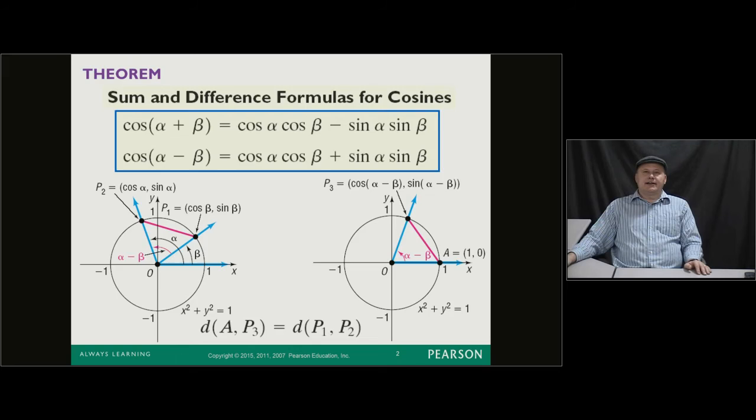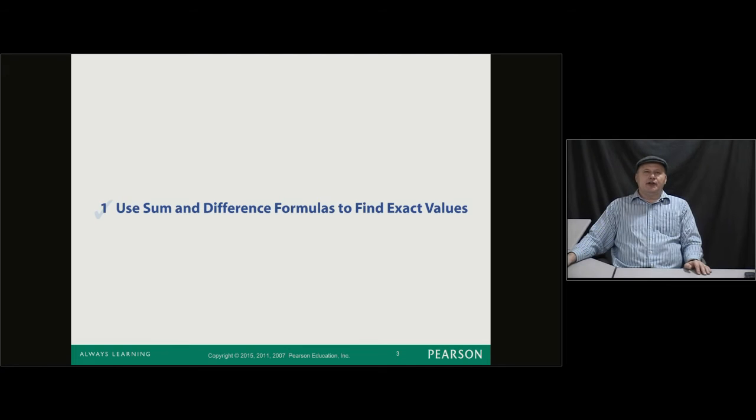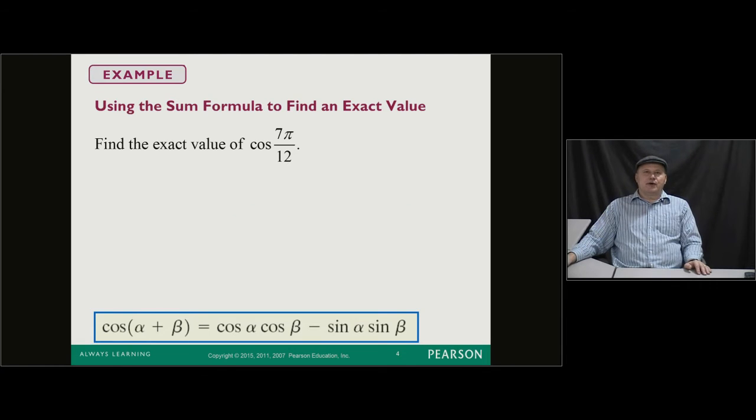Alrighty. So let's continue. And we're going to use the sum and difference formulas to find exact values. So we're going to find the exact value of the cosine of 7 pi over 12. Now, right now you have just seen why we have these formulas. Right now we have special angles. They are pi over 4, pi over 3, pi over 2, pi over 6, angles such as that. Now, do you remember why we called those special angles?